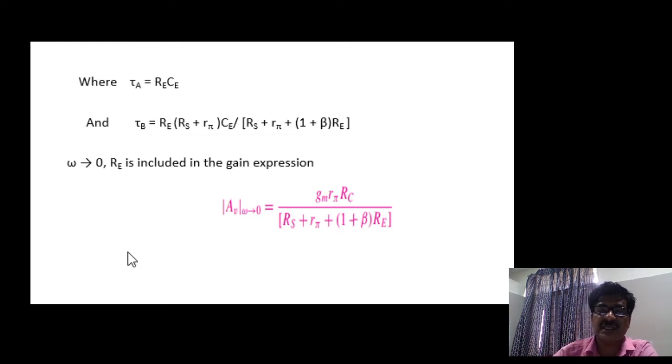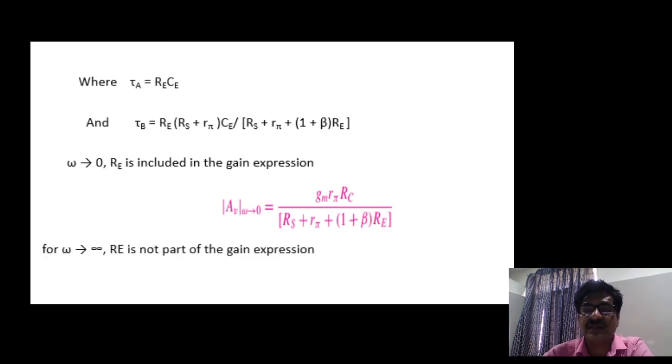Suppose the frequency is increased to a very high value, suppose omega tends to infinity, the RE resistor is not included in the gain expression. Why? Because at very high frequencies the capacitor acts as a short circuit. Since it is in parallel with RE, RE also acts as a short circuit. That's why RE is not included in the gain. So the magnitude of gain at very high frequencies you can express as Gm R pi RC divided by RS plus R pi only, because the RE resistor is short circuited by the bypass capacitor. Okay, so this is the gain formula at very high frequencies, and this is the gain formula at lower frequencies.